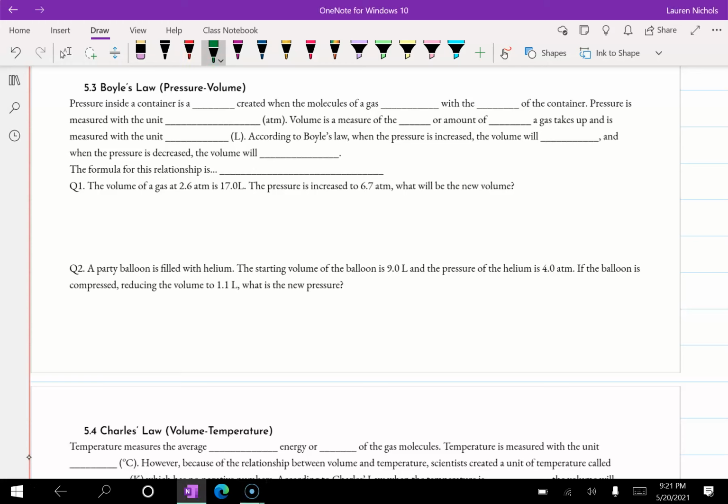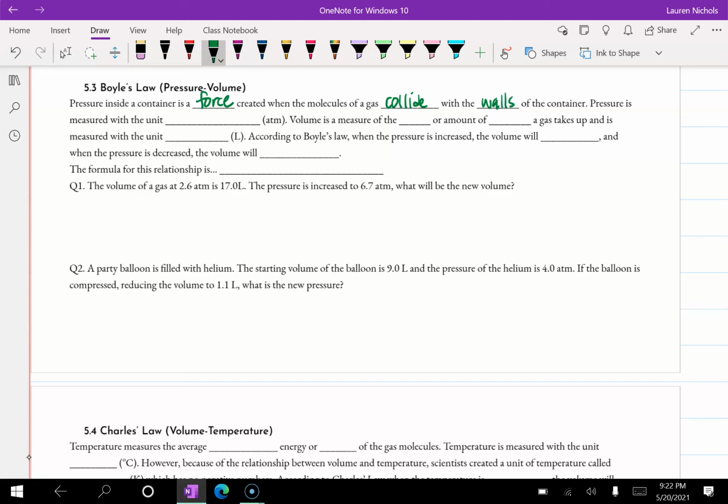So one thing to remind ourselves is, okay, well, what is pressure? What is volume? And so pressure inside a container is a force that's created when the molecules of a gas collide with the walls of your container. So imagine a balloon, the gas molecules are bouncing around in there and they keep hitting the balloon, and that's what makes them push back on you. So if you're pushing in on a balloon, it almost feels like something is pushing back.